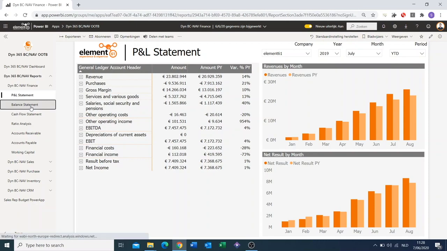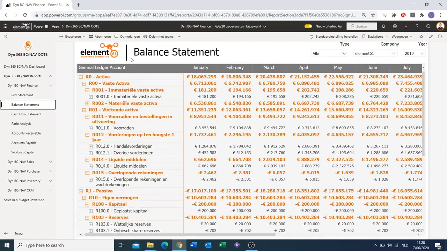The balance sheet report presents the key financial metrics of your balance sheet across time. This dashboard presents an effective means of monitoring your assets and liabilities over time, thus providing a means to evaluate the capital structure of your company.